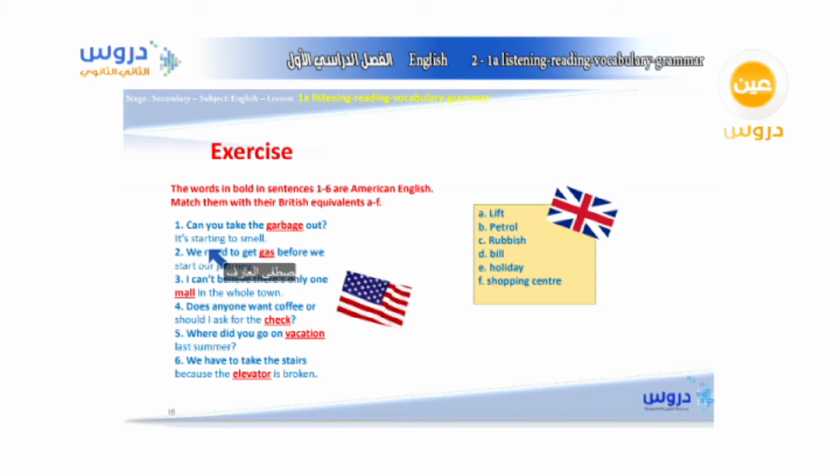So if I ask you to connect, we have here 1, 2, 3, 4, 5, 6, and here we have A, B, C, D, E, F. So I want you to find a word here that is equivalent to these words here. So if I say, can you take the garbage out? It's starting to smell bad. So garbage, this is American. What is it in British English? What do we say in British English?